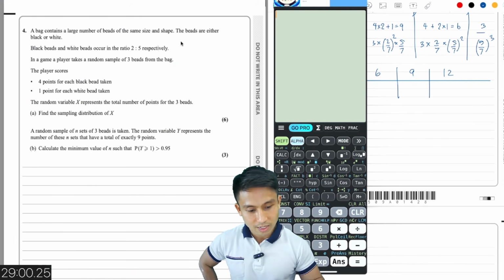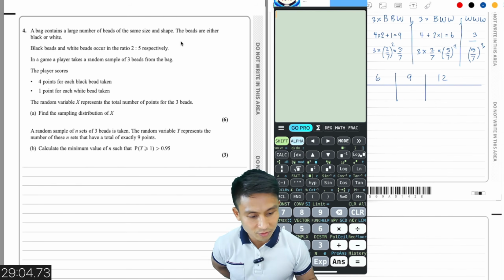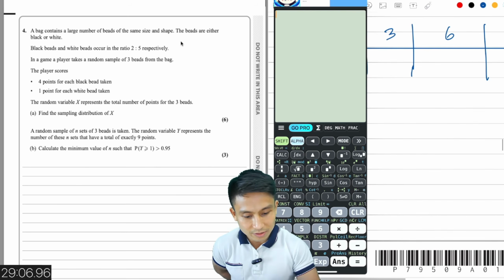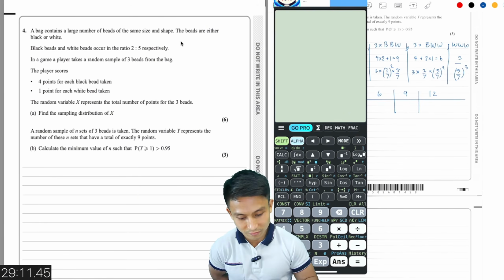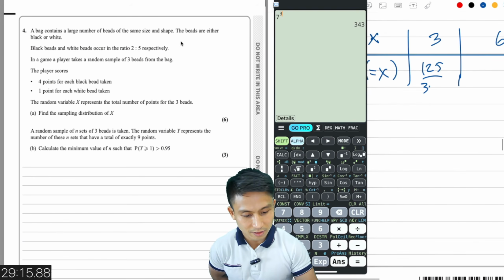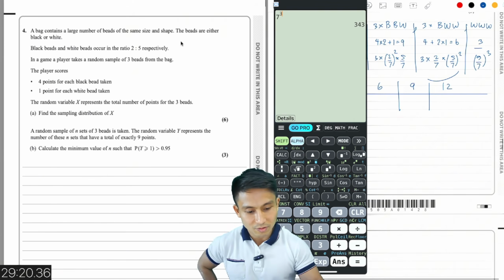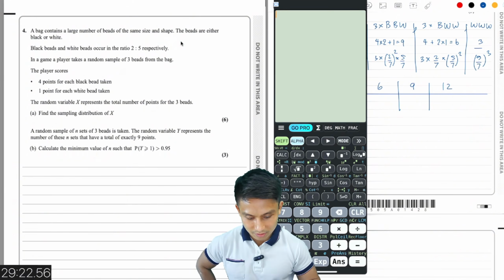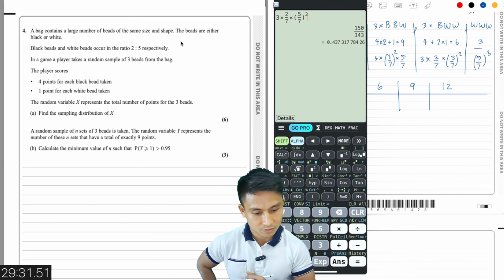So I think let's do exact value. So 5 to the 3 is 125. 7 to the 3 I believe is, what is 7 to the 3? 343 I think, yeah. Okay, yeah. And then for the 6, which is BWW, this one, that's 3 times 2 over 7 times 5 over 7 to the power of 2.